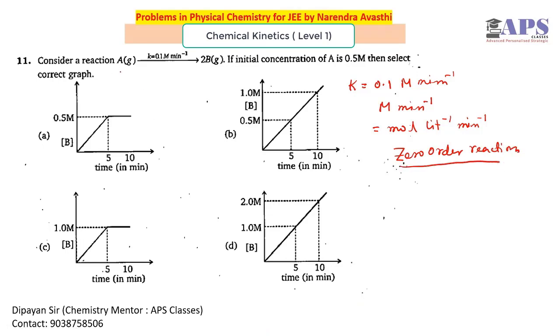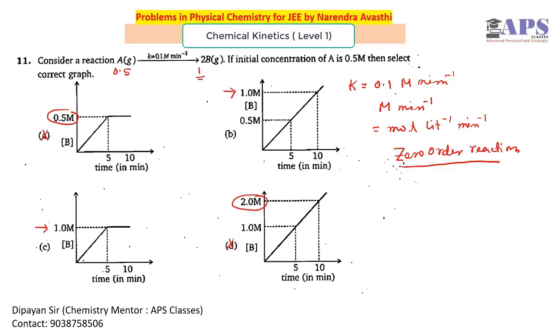Now if initially 0.5 moles of A is present, after the reaction obviously 1 molar product will be formed, correct? So after some time when the reaction is complete, then finally we have 1 molar of product. So this is final, this is 0.5, this is not possible, and in this case this is 2 molar, this is also not possible. So finally here we have 0.1 and here we have 0.1.